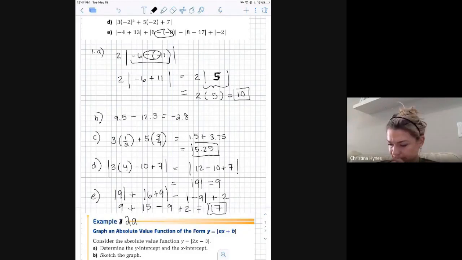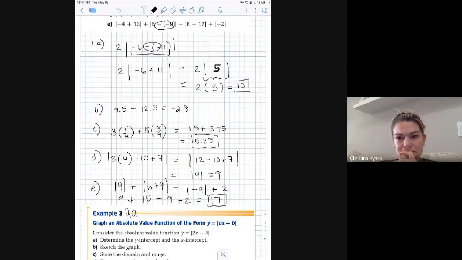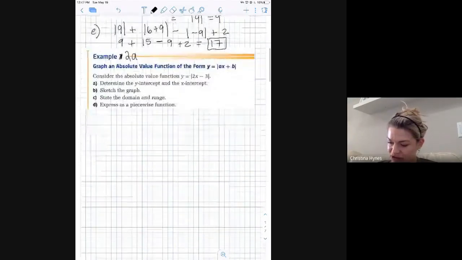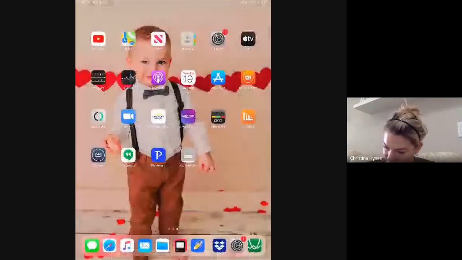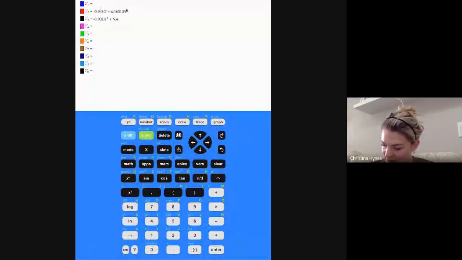Perfect. Okay, so let's go on to the second question. This is where it goes into more of what you need to know for 30-1 and being able to graph an absolute function. So what you want to do is go to your graphing calculator and start by graphing it, of course. And then from there, you can figure out the domain, the range, and then the y and x intercepts. So step one is going into your calculator and graphing 2x minus 3 in absolutes. Okay, so go to y equals, clear whatever you have there.